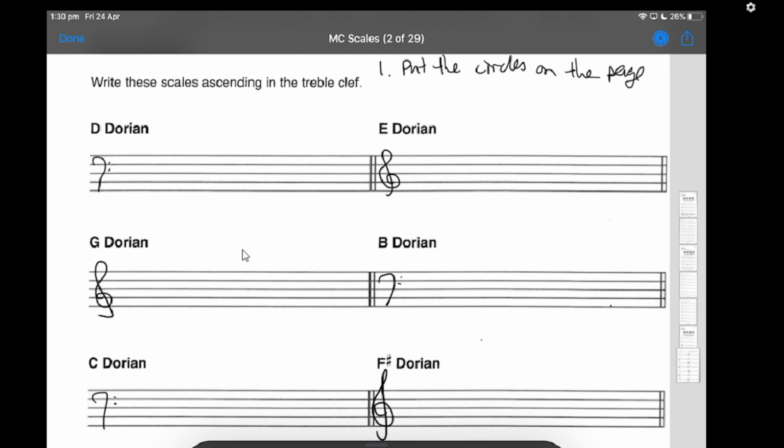So, let's have a look at D Dorian. We need to commence on D. We should know where D is by now, but just in case you're still using your rhymes, the lines are good, birds don't fly away. So we will commence a scale.